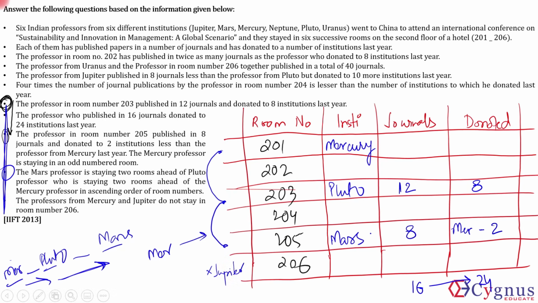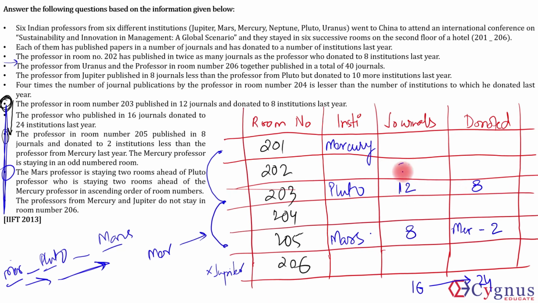Okay, now we have seen these last few statements. Now let's come back to the first statement onwards. Okay, this was the first statement. Professor in room number 202 has published in twice as many journals as the professor who donated in 8 institutes last year. 202 में जो professor है, he has published twice as many journals as the professor who donated to 8 institutes. So this is the professor who donated to 8 institutes and he published in 12 journals.